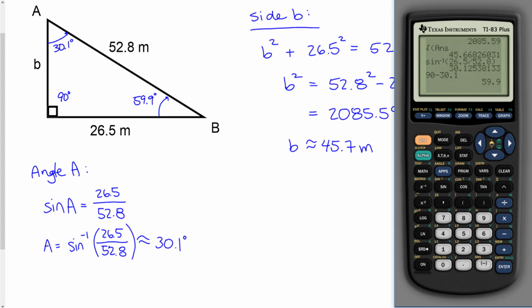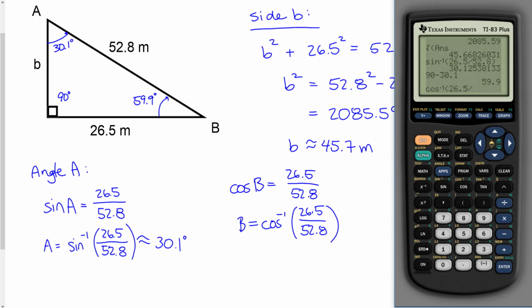degrees. But if I wanted to be super careful, I could also solve for that by doing cosine of angle B is 26.5 over 52.8, so that B is the arc cosine of that. And when I plug that in, I should get the same answer. 26.5 over 52.8, and it rounds to 59.9. So that works out well.